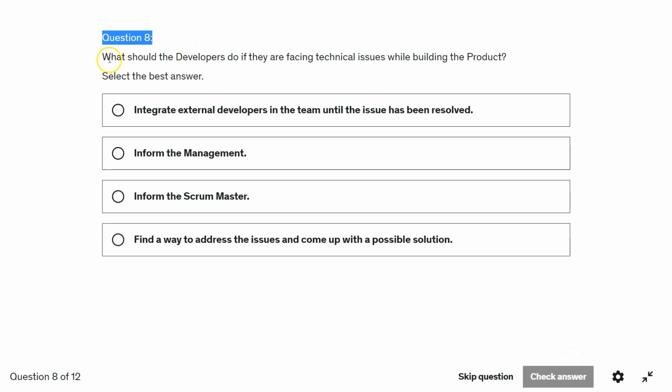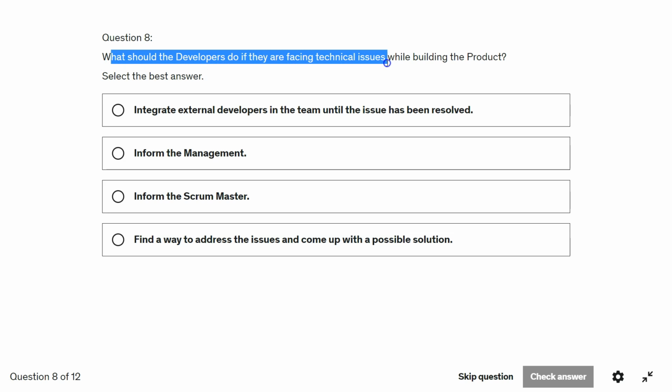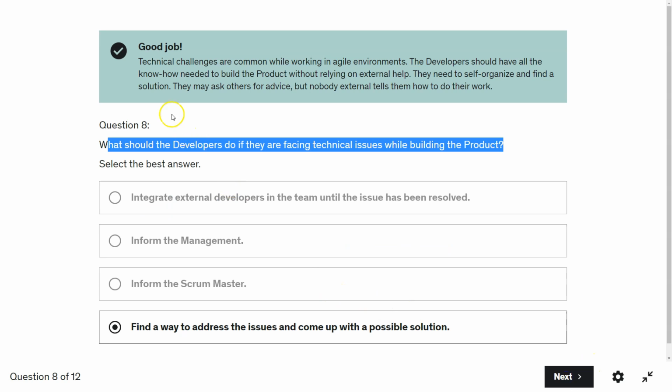Next question. What should the developers do if they are facing technical issues while building the product? Option A, integrate external developers in the team until the issue has been resolved. Option B, inform the management. Option C, inform the Scrum Master. Option D, find a way to address the issues and come up with a possible solution. So guys, the right answer is find a way to address the issues and come up with a possible solution.